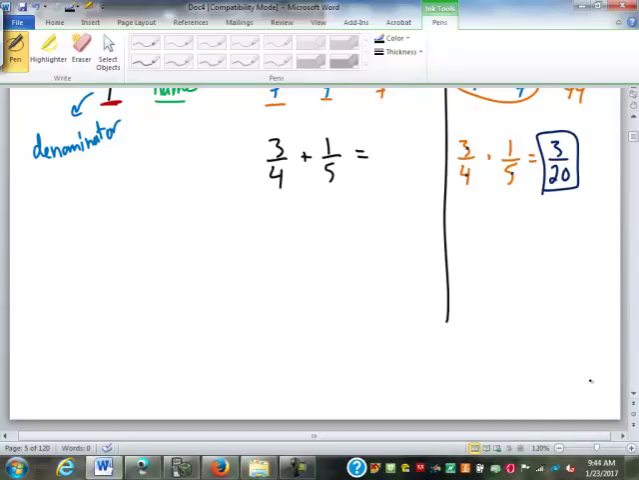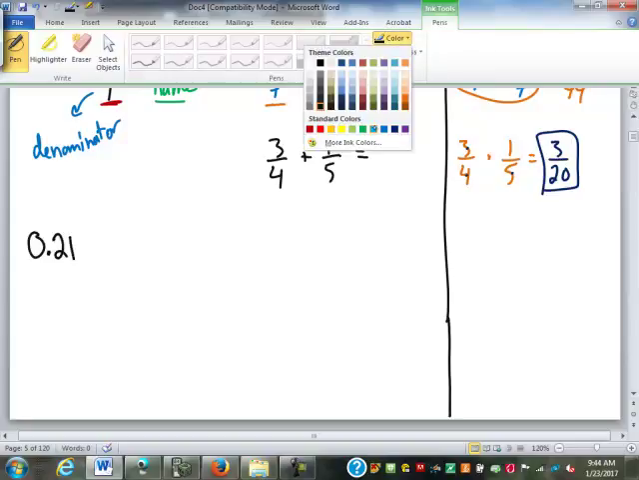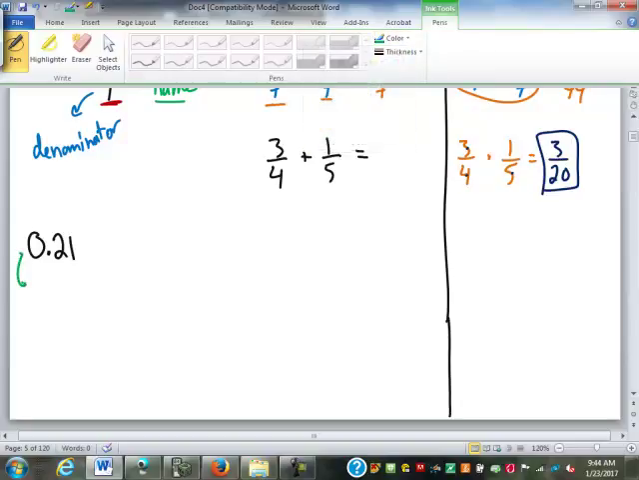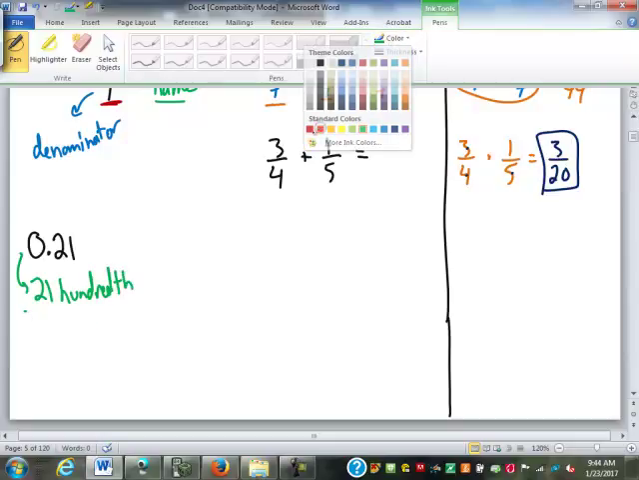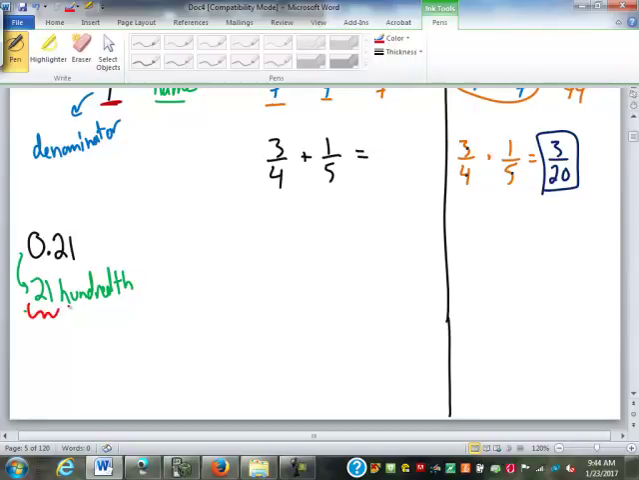Let's look at another form of number. Now let's look at a decimal. Let's do 0.21. Now I said 0.21, but the formal way of pronouncing that would be 21 hundredths. And when you write it out like that, you can see the count, 21, and the name, hundredths.